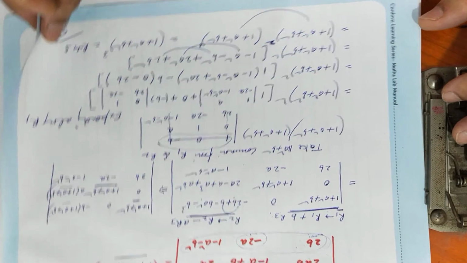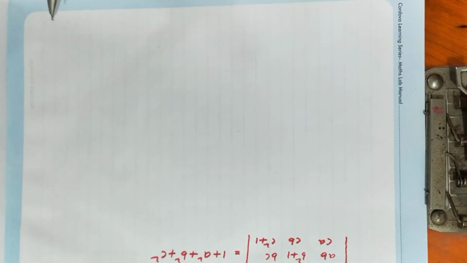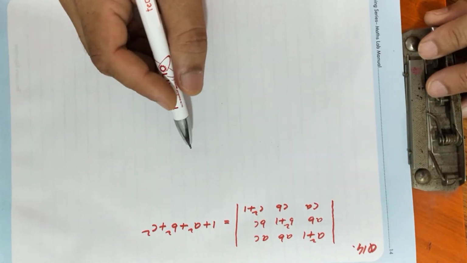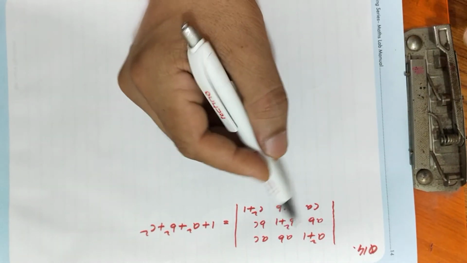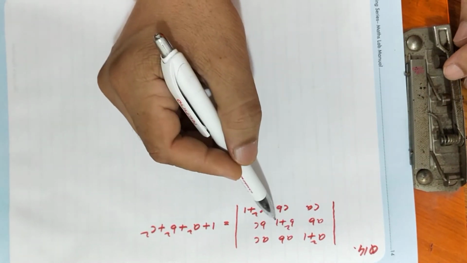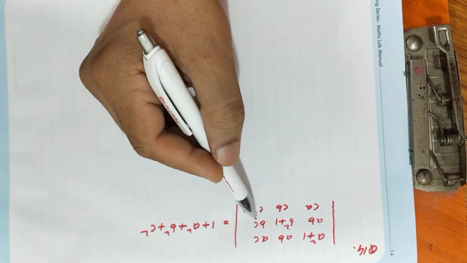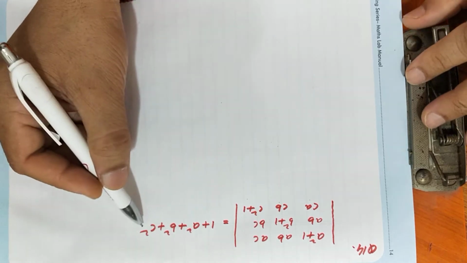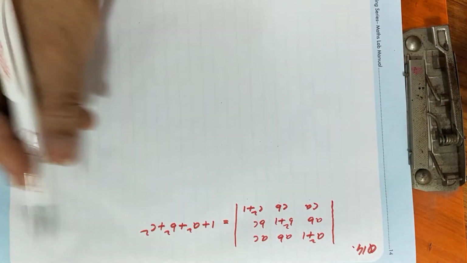Okay, and now we'll discuss the last question of the exercise, question number 14. Question number 14 is the determinant with rows: a square plus 1, ab, ac; ab, b square plus 1, bc; ac, bc, c square plus 1, is equal to 1 plus a square plus b square plus c square.